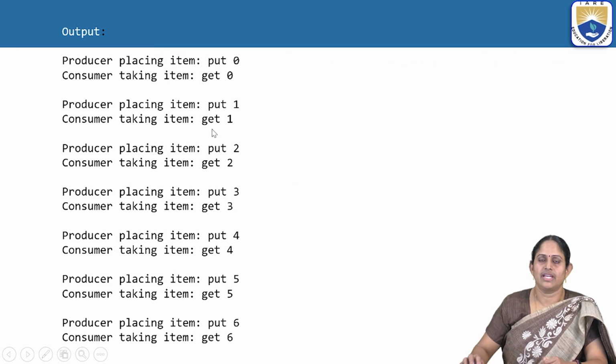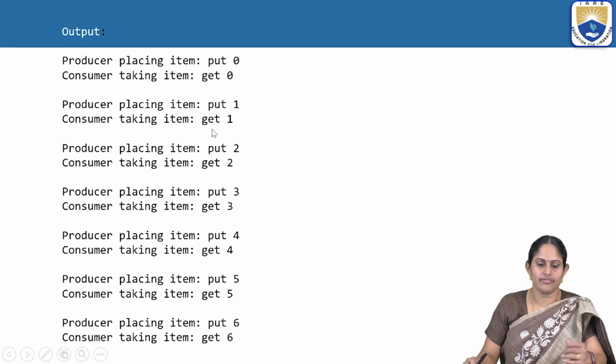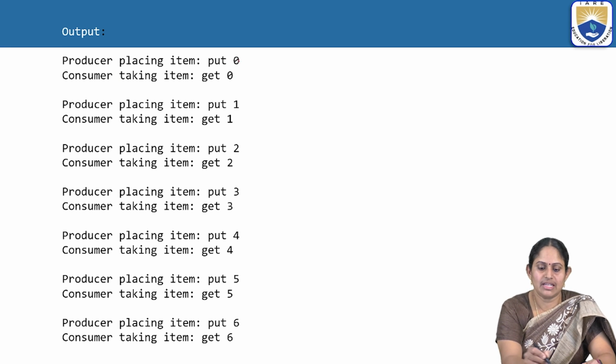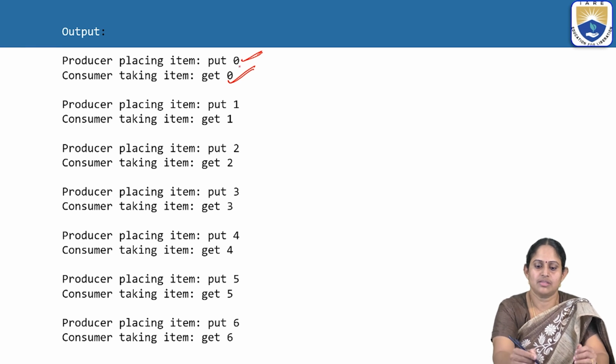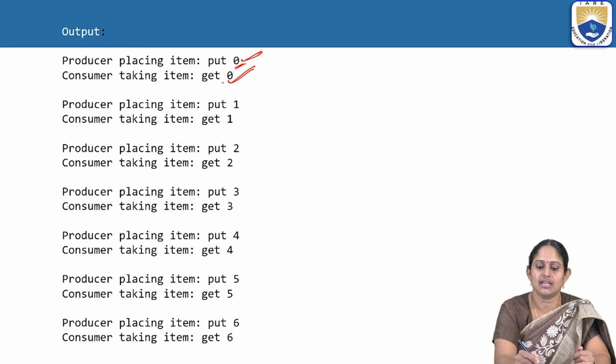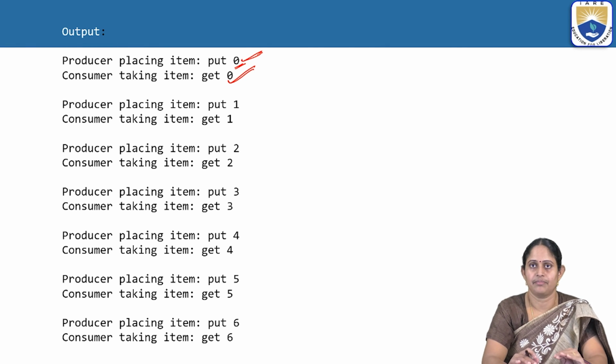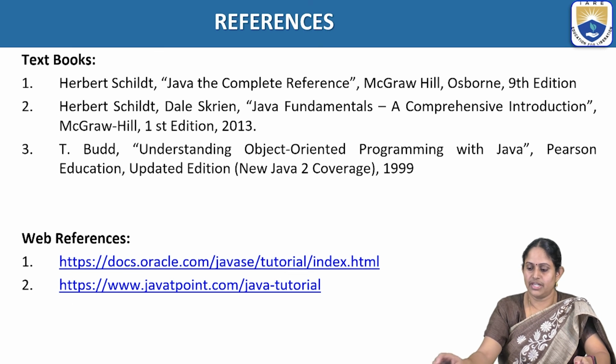So this is how we get the output after execution. We will get the statements of placing the item by the producer, and the get statements by the consumer. So once the producer places the item, only then the consumer has to consume the item. So these set of statements will be executed synchronously. So that is all for today's video.